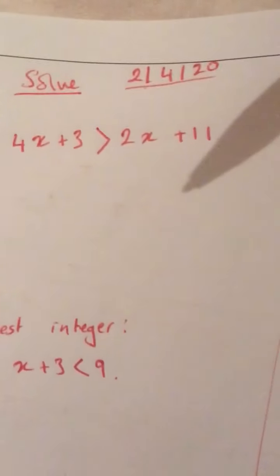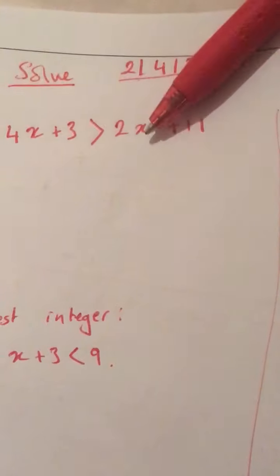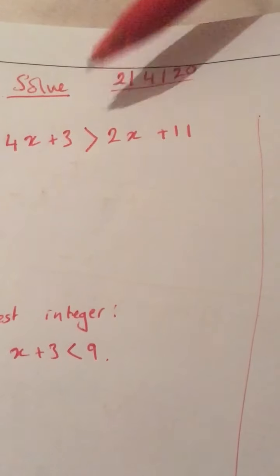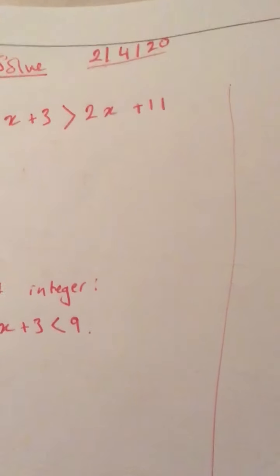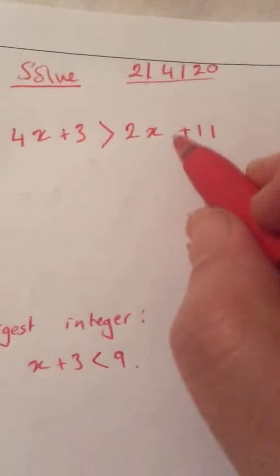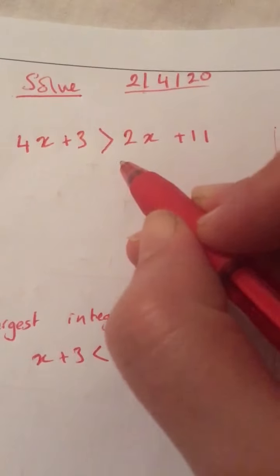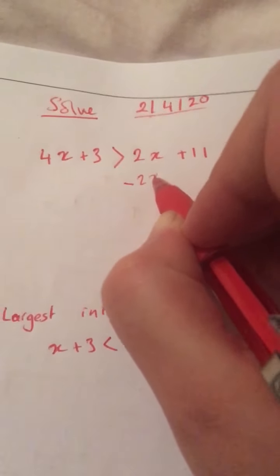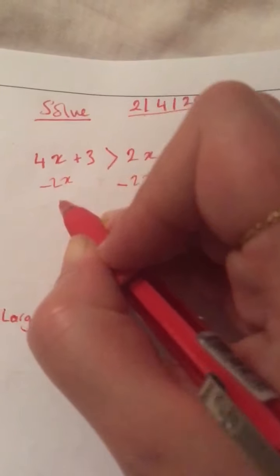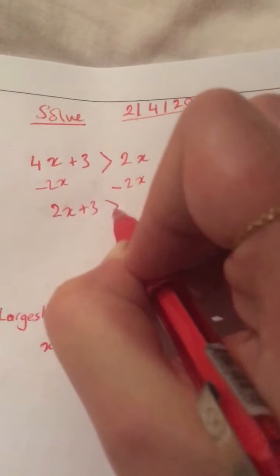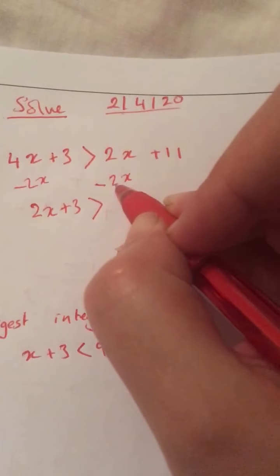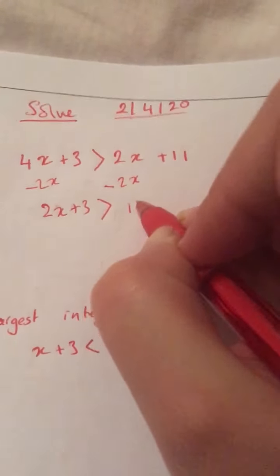How would I answer this one? For this question, I've got x's on both sides and numbers on both sides. What I need to do first is to put all the x's together on one side. So I'm going to subtract both sides by 2x. So take away 2x from here and 2x from there. 4x take away 2x is 2x. I've still got this plus 3, and that's greater than 2x take away 2x is gone, 11.